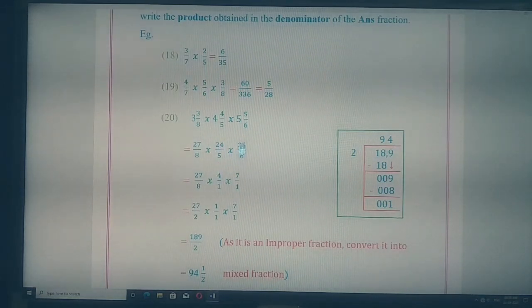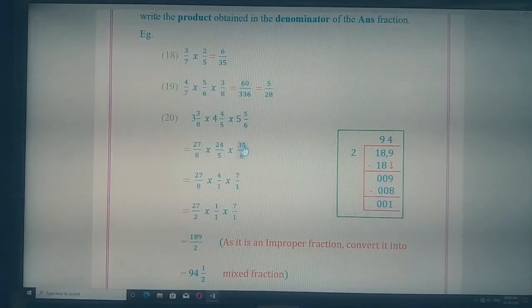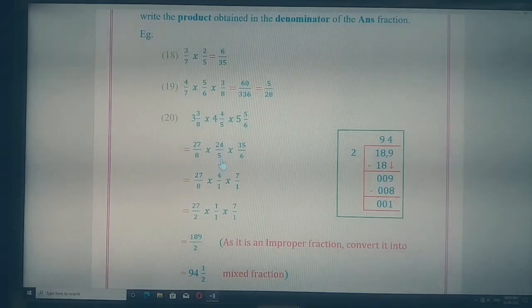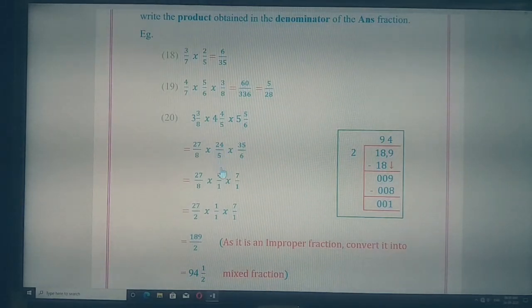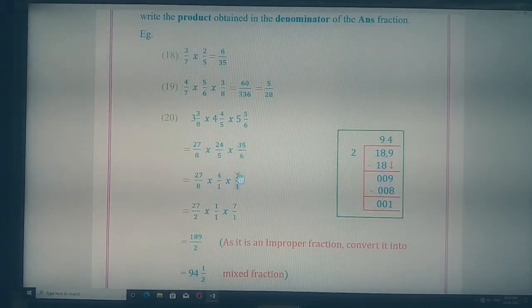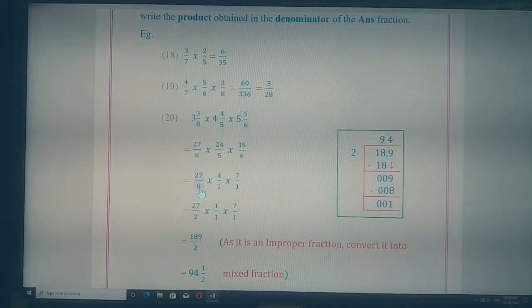Same way, 5 and 35 can be cancelled using 5's table. 5 comes in 5's table and 35 comes in 5's table. So we cancel this 5 using 5's table. 5 1s are 5 and 5 7s are 35. So here down I have to write 1. 5 1s are 5, and 5 7s are 35. So 1 and 7 I will write. This 27 upon 8 I will copy as it is.